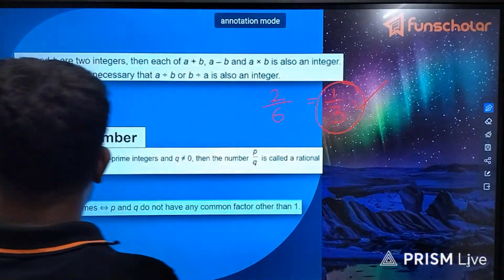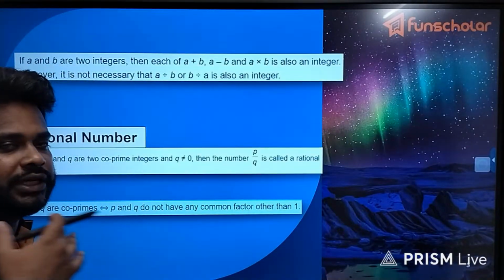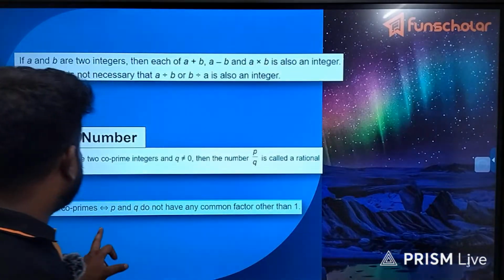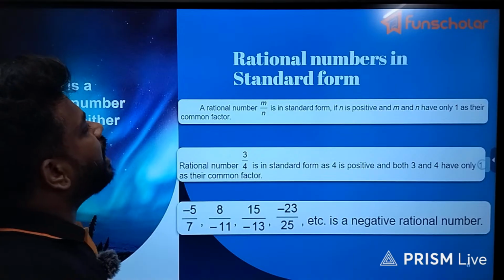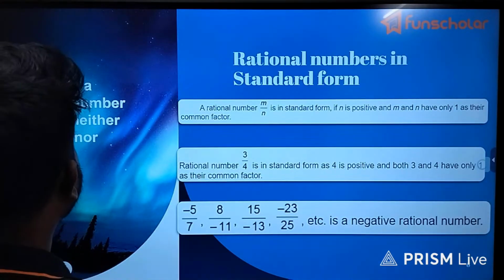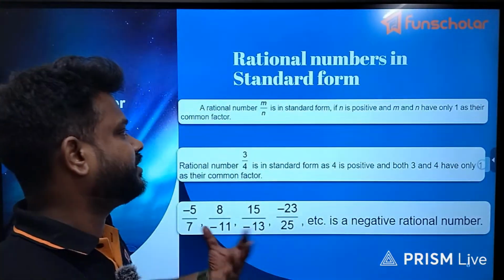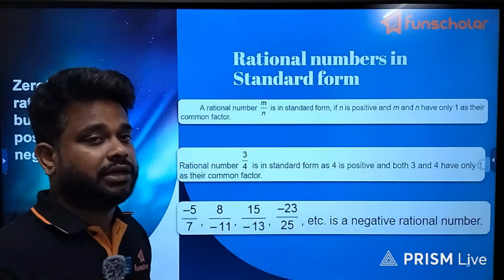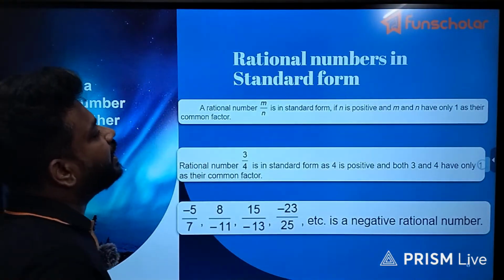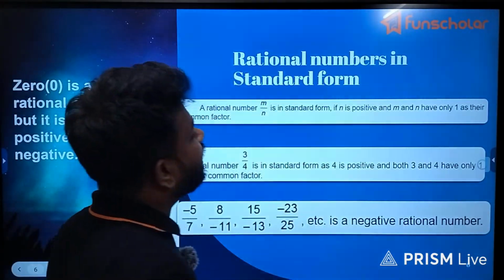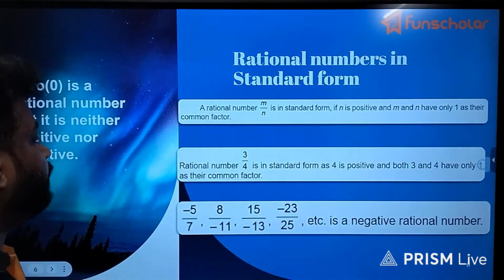Okay, so let's go next. I hope you guys have already understood the definition. Now let's learn rational numbers in standard form. We already discussed this a little bit, what the standard form is. 2/6 is a rational number obviously, but that's not in standard form. So a rational number m/n is in standard form if n is positive and m and n have only 1 as their common factor.